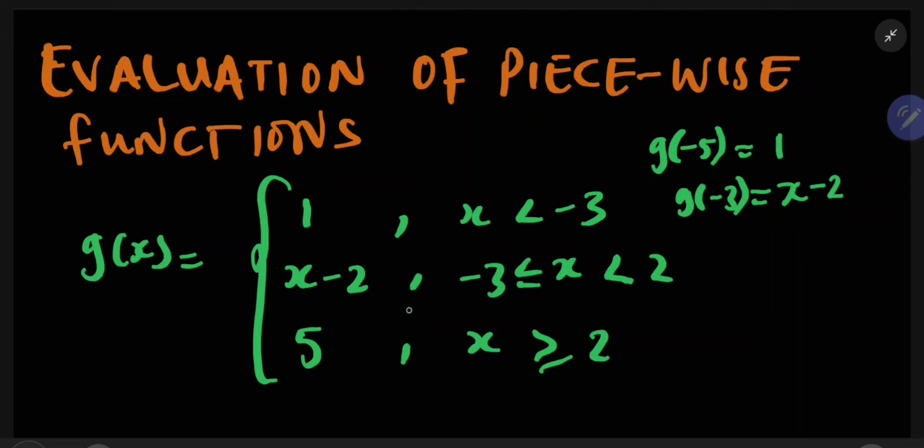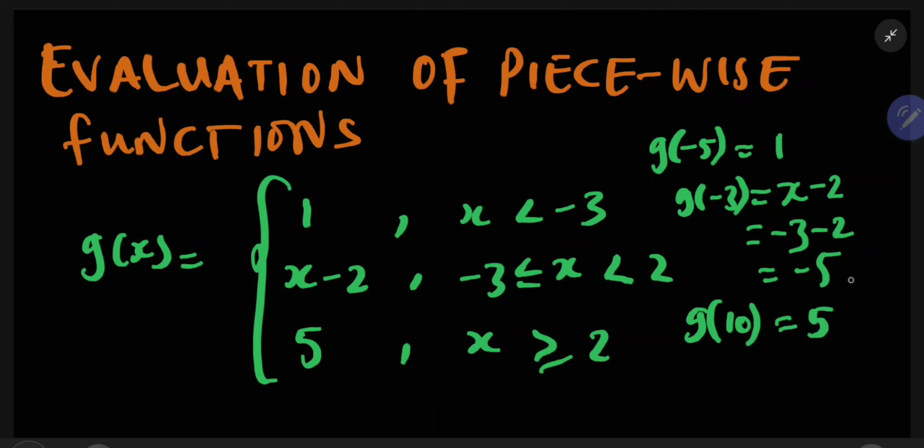Now look at this carefully. You have x minus 2 goes from minus 3 less than or equal to x. So when x is equal to minus 3, you use x minus 2. And in this case, our x is minus 3. So that would be minus 3 minus 2 equals minus 5. And let's take another example, where g is, let's say, 10, because 10 is greater than 2, the value would be 5. I hope this makes sense.